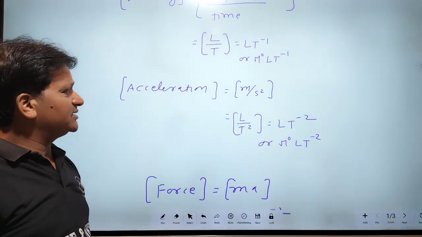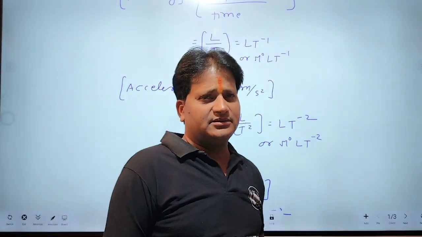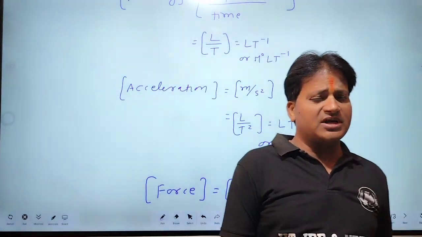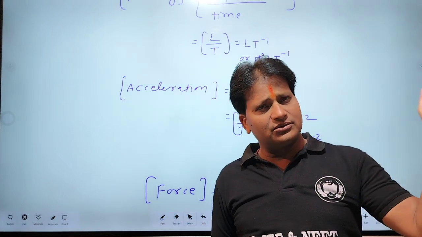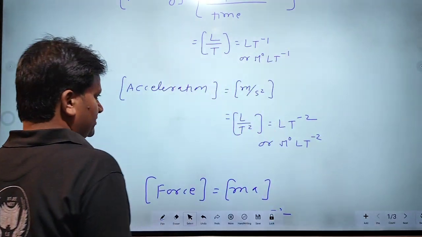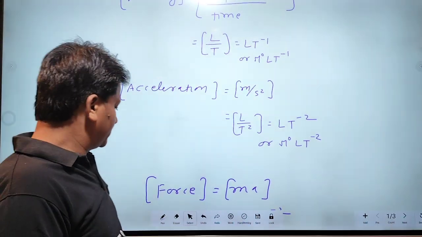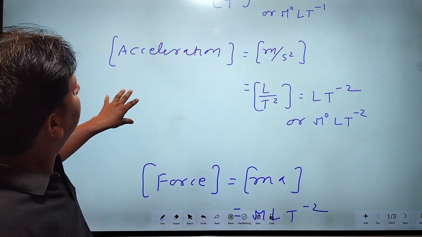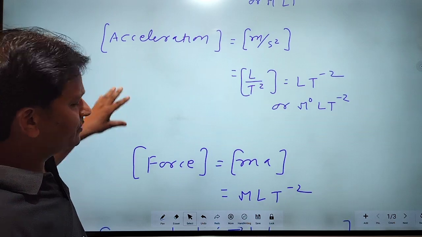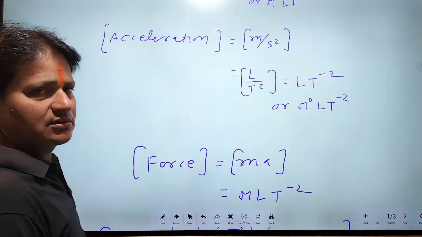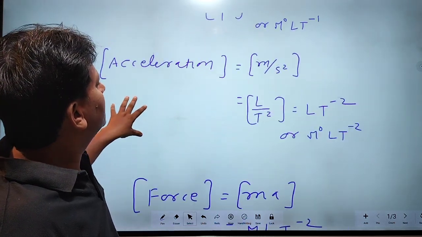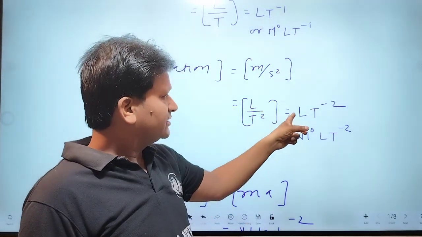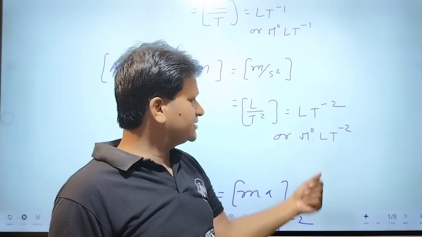What is the dimension of acceleration? You can find the dimension of any physical quantity with the help of the formula or unit. The unit of acceleration is meter per second square. Therefore, L upon T square, it can be written like this and like this.